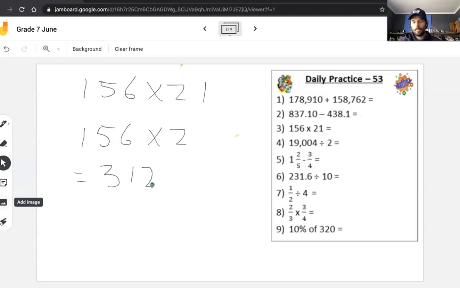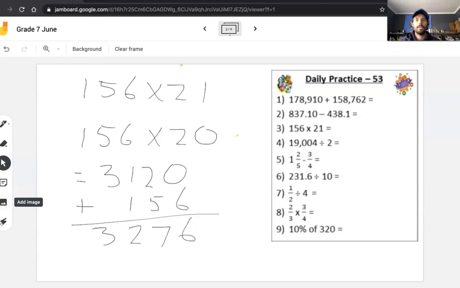Okay, but then I must remember multiplying by a multiple of 10. So I need to add that 0 on the end. Now all that's left for me to do is to add another 156. Okay, because then it will make it 156 multiplied by 21, and we can add that straightforward, and that's going to give us 3,276. But let's have a look if we could have done another method, and the other method I'm thinking about is doubling and halving. Okay, so let's see how that works out.